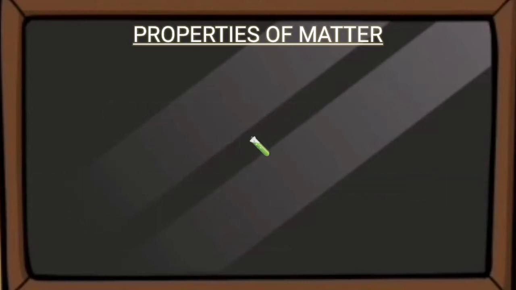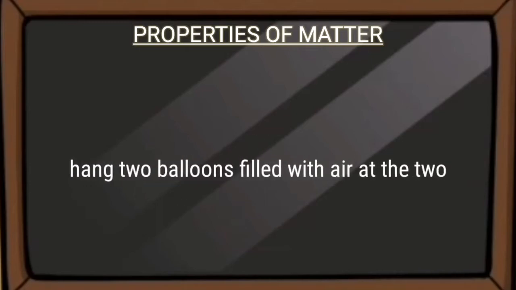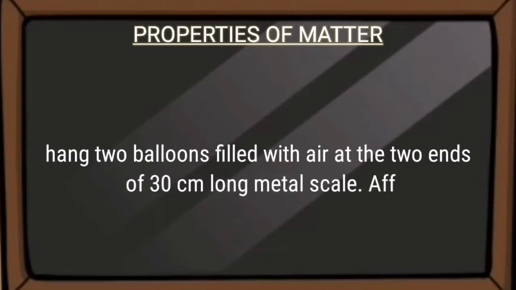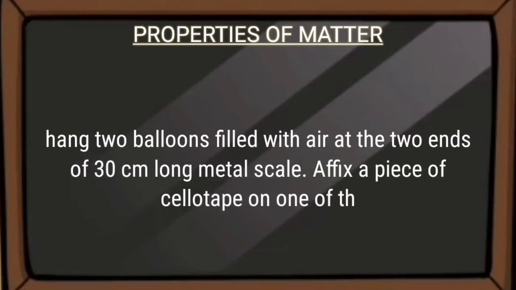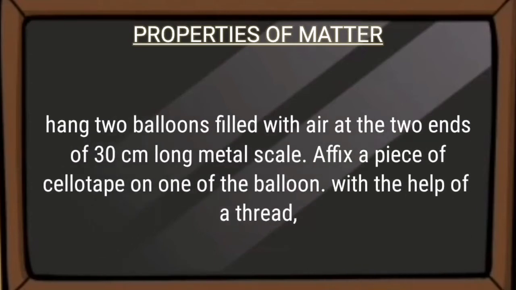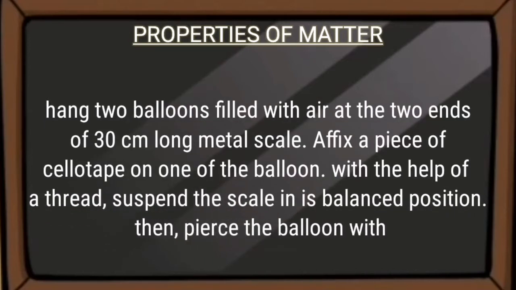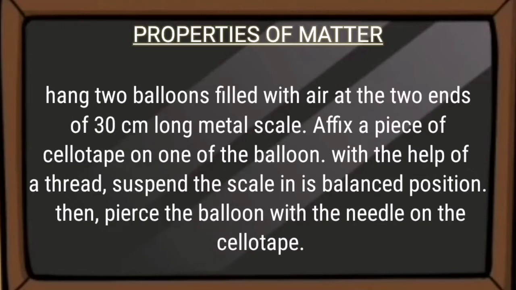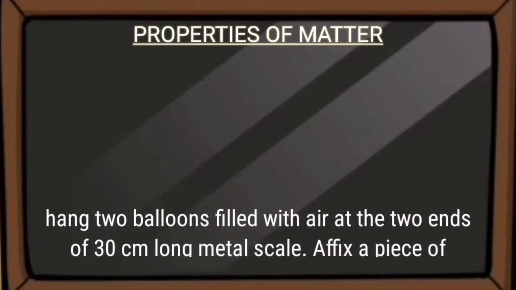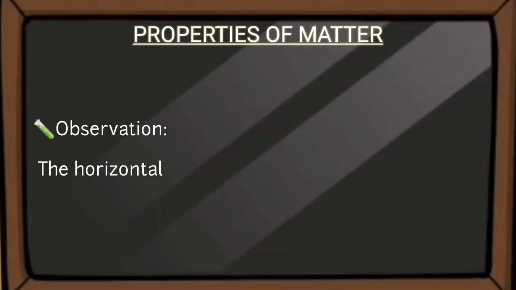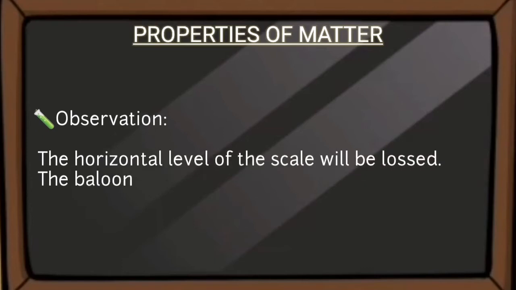Let's go through another experiment. Hang two balloons filled with air at the two ends of a 30 cm long metal scale. Affix a piece of sellotape on one of the balloons with the help of a thread. Suspend the scale in a balanced position. Then press the balloon with a needle on the sellotape. Observation. The horizontal level of the scale will be lost.